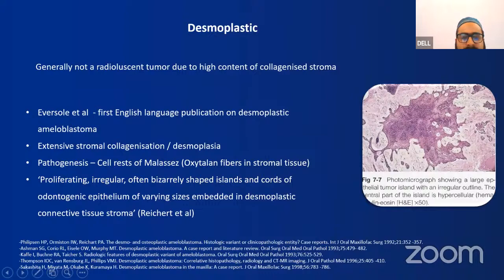And there's extensive desmoplasia, as we can see. Regarding pathogenesis, as per Reichert, it was mentioned that oxytocin fibers were present in the stromal tissue, and cell rests of Malassez have been implicated in the pathogenesis. Now, as per Reichert, the histopathologic features of this type are those of proliferating, irregular, often bizarrely shaped islands and cords of odontogenic epithelium of varying sizes in a desmoplastic connective tissue stroma.